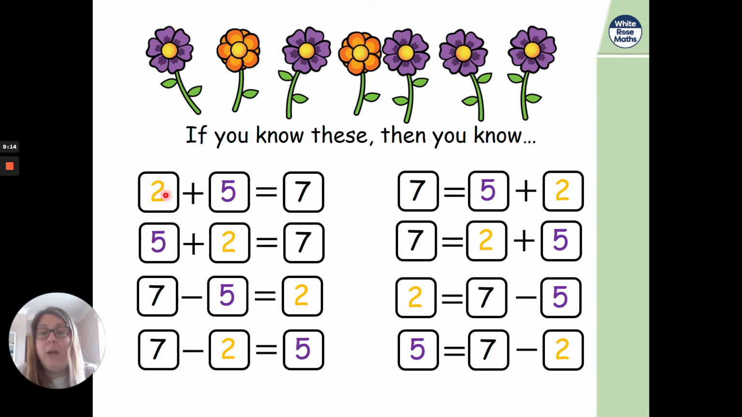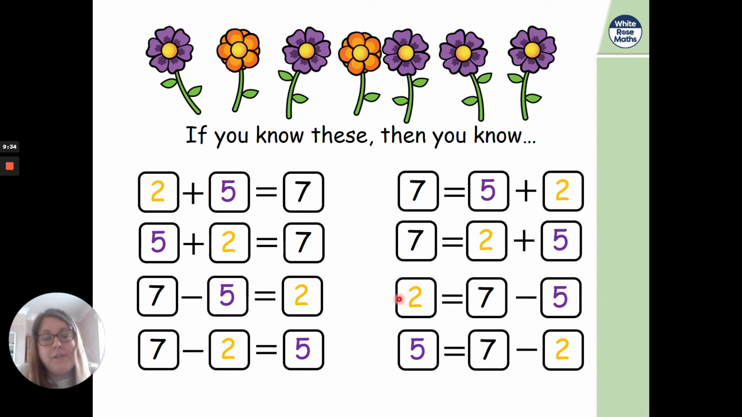So we've got part add a part equals a whole, and we do 2 of those. A whole take away a part equals a part, and we do 2 of those. A whole equals a part add a part, and again we do 2 of those. And then we have a part equals a whole take away a part, and we do 2 of those.